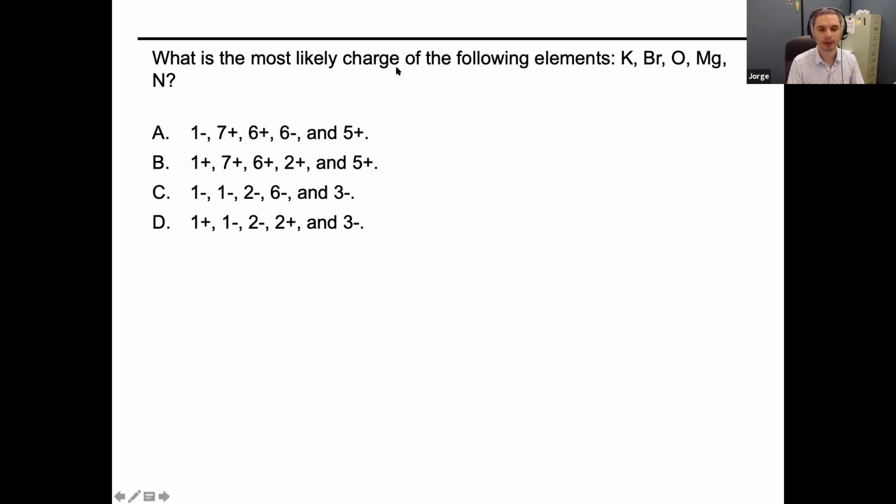So let's give you a couple of minutes, and I would like to add an additional question here. What's the formula of the compounds formed between potassium and bromine, and magnesium and bromine? Okay. Let's think for a couple of minutes. Try to do it by yourself, and then we will do it together.